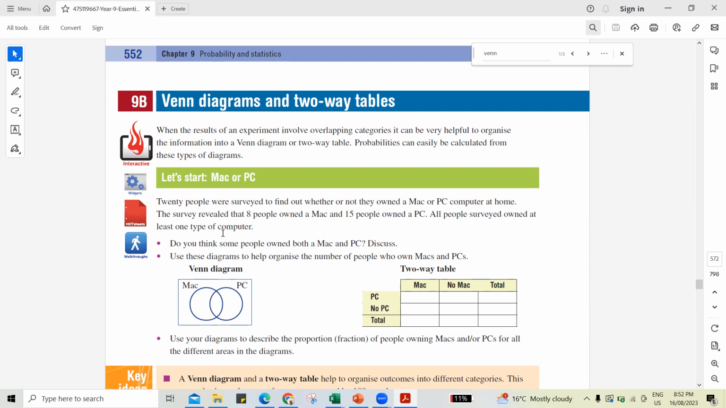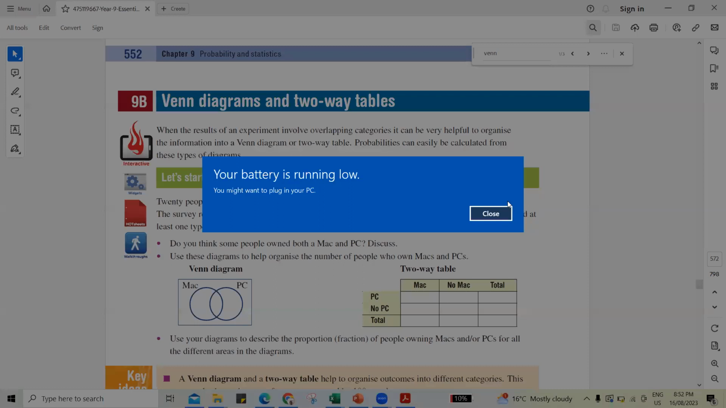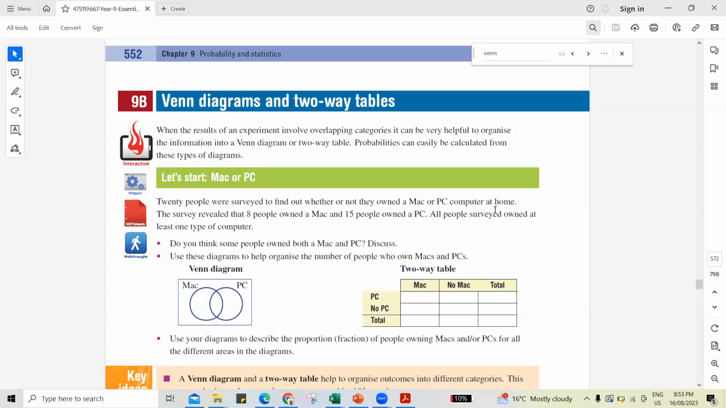20 people were surveyed to find out whether or not they owned a Mac or PC computer at home. The survey revealed that 8 people owned a Mac and 15 people owned a PC. All people surveyed owned at least one type of computer. Do you think some people owned both a Mac and PC? Discuss. Use the diagrams to help organize the number of people who own Macs and PCs.